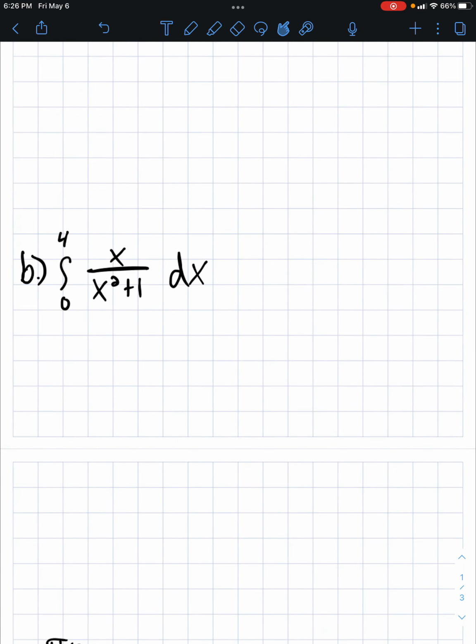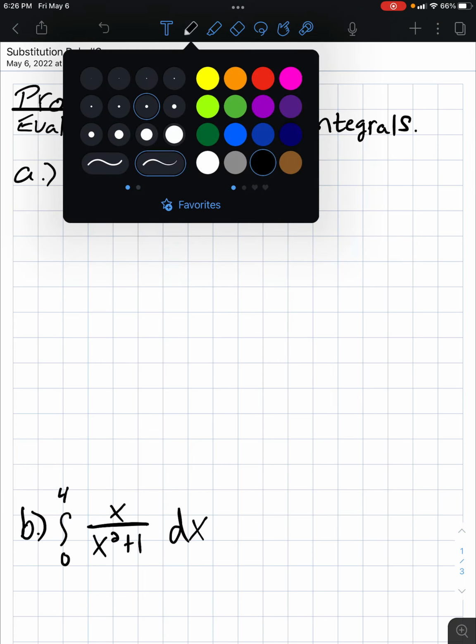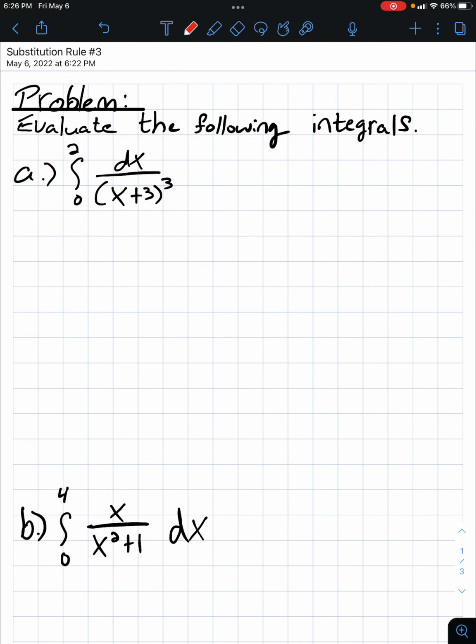Welcome back. Hopefully you were able to solve this problem. Now let's work on it together. So in part A, what will be our u? Well, our u in part A will be equal to x plus 3. Therefore, our du will be equal to the derivative of u, which will be 1, or dx.